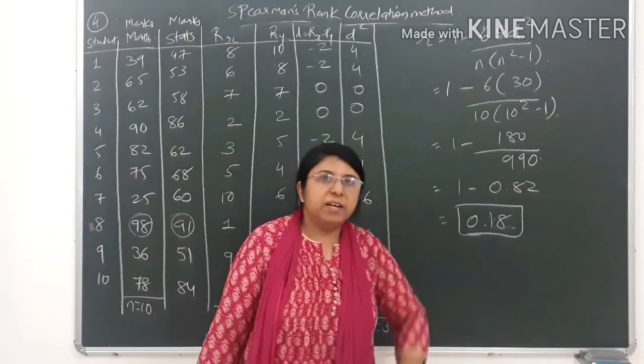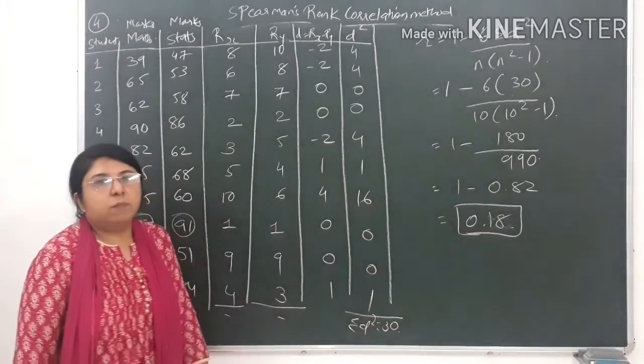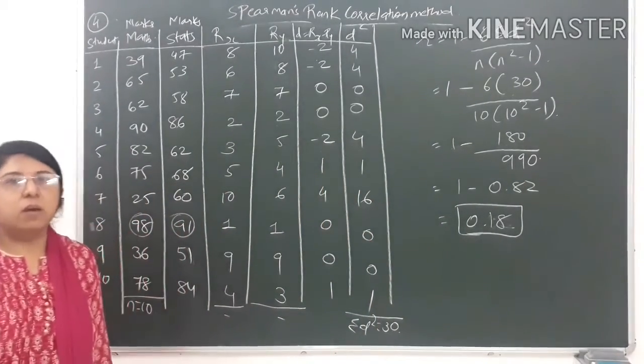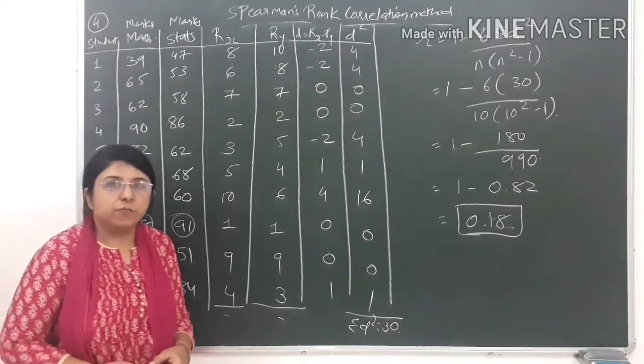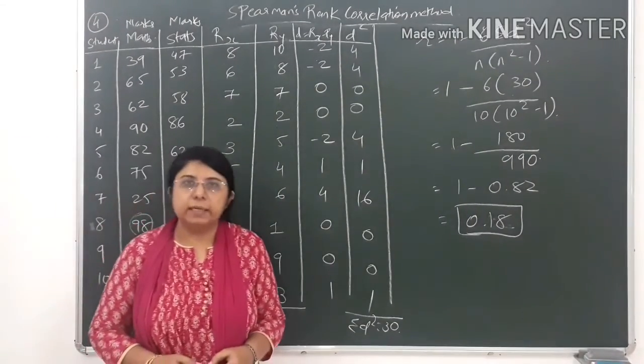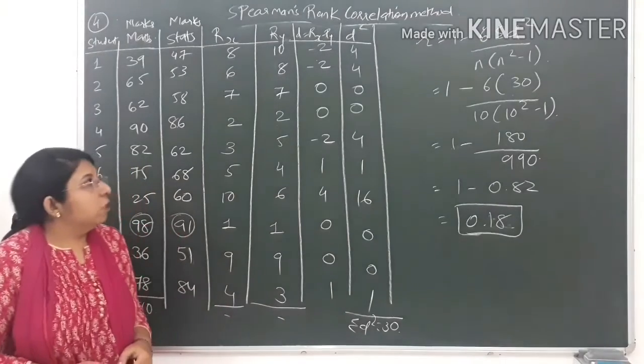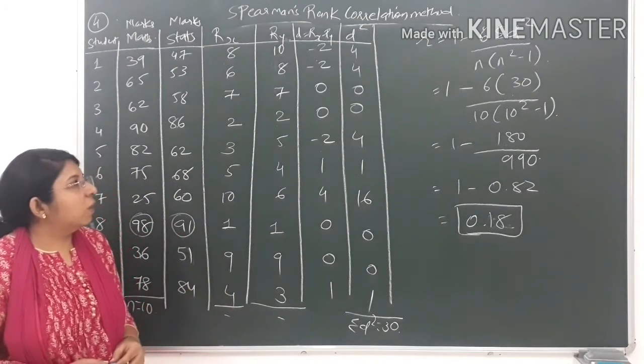So this sum is comparatively easier than the previous method, that is Karl Pearson's method, in which we have to apply various different formulas depending upon the data that has been given to you. So comparatively this method is quite easy.